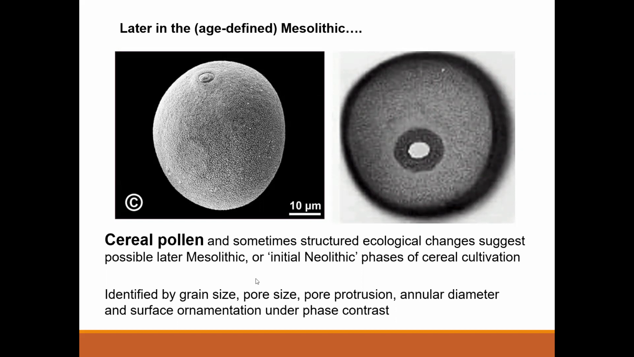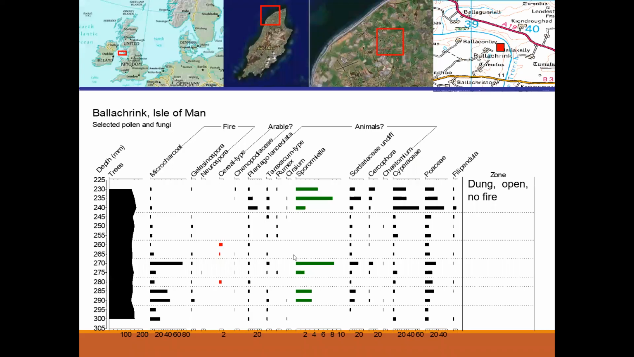And these are identified by grain size, by pore protrusion, annular diameter, and in some cases by surface ornamentation of the grain. Some of the earlier studies just based it on the size of the grain, but we know partly through the work of Joly and of Edwards and co-workers and Beug that we need to be a bit more sophisticated. One of the sites where this new pattern has been most clearly shown is Ballaugh on the Isle of Man.